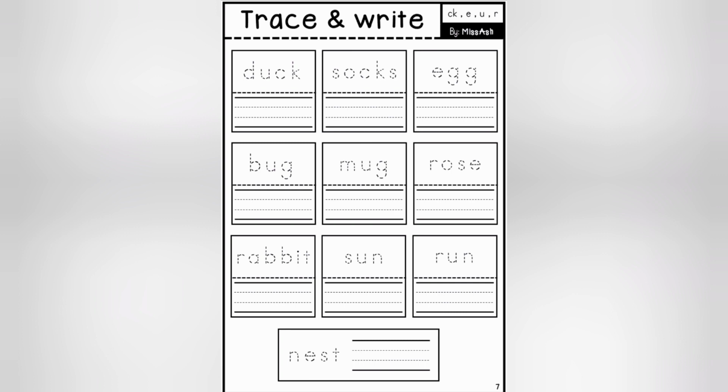Example, in the first box, the word given is duck. So you have to trace the letters duck, D-U-C-K, and write it at the space provided below. Contoh, di dalam kotak yang pertama, perkataan yang diberikan adalah duck, itik. Jadi anda perlu menekap huruf-huruf duck, D-U-C-K, dan tulis semula D-U-C-K di atas garisan yang diberikan di bawah.